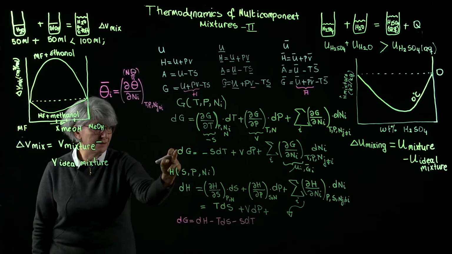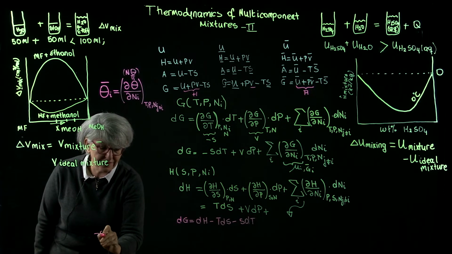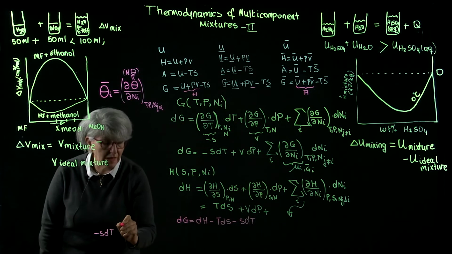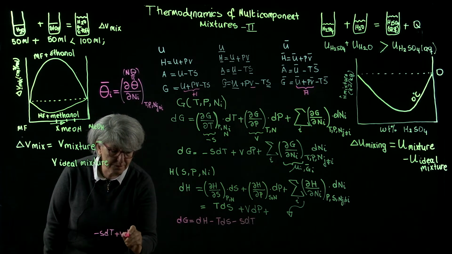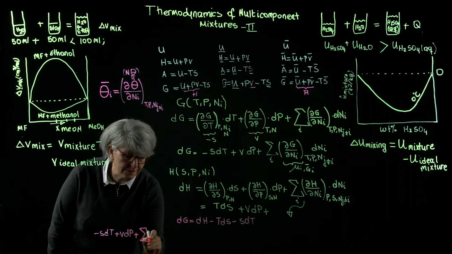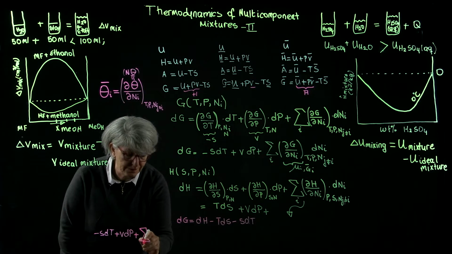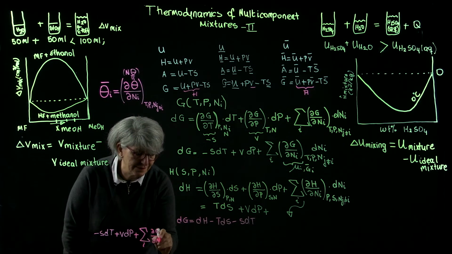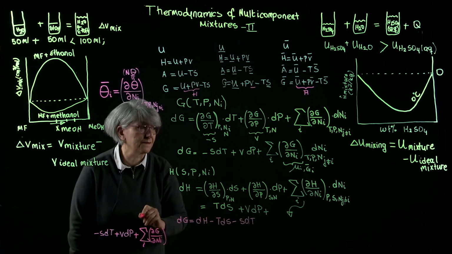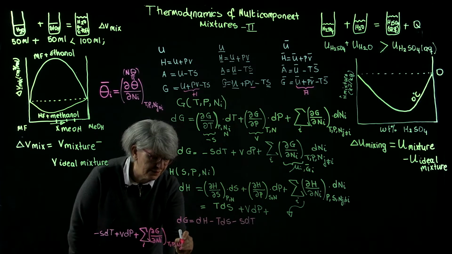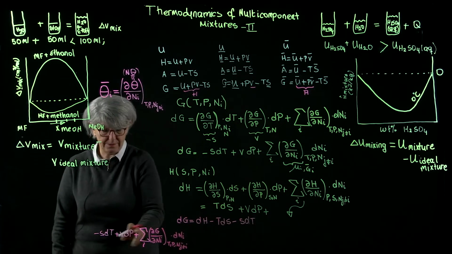dG is equal to, I'm bringing this here, minus SdT plus VdP plus, for all components, del G over del Ni at temperature, pressure, Nj different from i kept constant, times dNi. This is my dG. Okay.